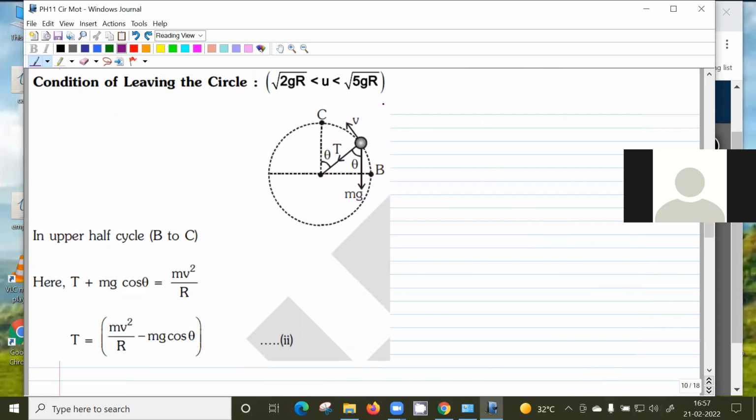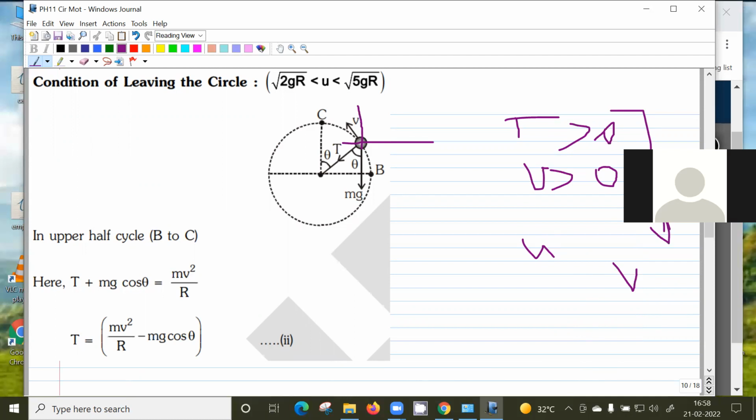Basically there will be two equations. You have to write equations in two directions, one horizontal and one vertical. And you have to put the condition that T is greater than 0 and the velocity is greater than 0. These are the two basic concepts. Based on this, we'll get all the conditions. If u is greater than some value, these two will give me some information about the u at the lowest point.